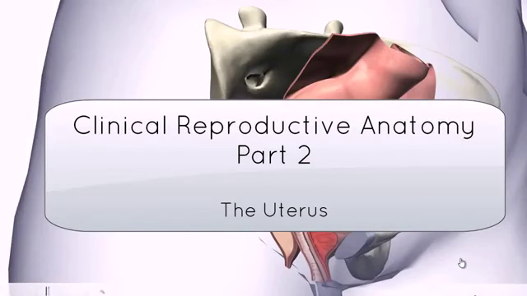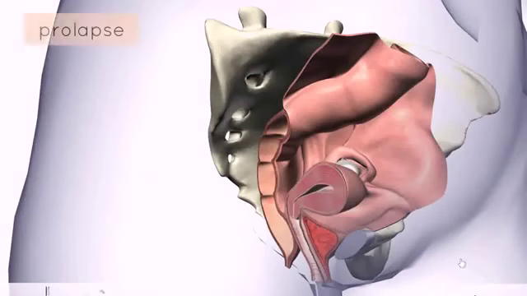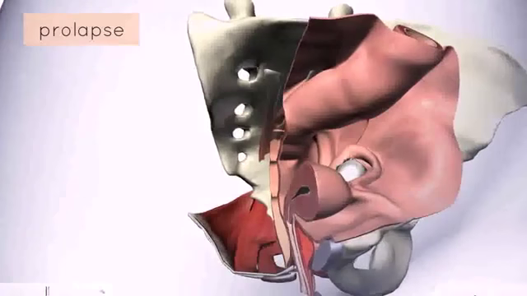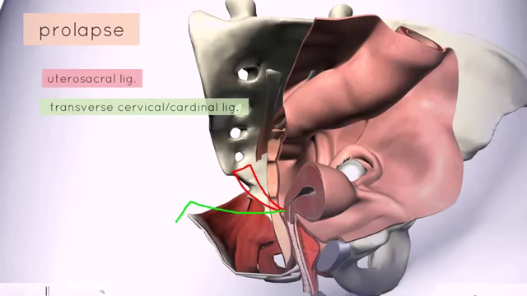So moving on to the uterus now, there are several things to talk about here. The first thing I'm going to mention is prolapse. So if you remember some of the structures supporting the uterus, you've got the uterosacral ligament attaching from the cervix to the sacrum, the transverse cervical ligament attaching to the side wall, and the pubocervical ligament extending anteriorly.